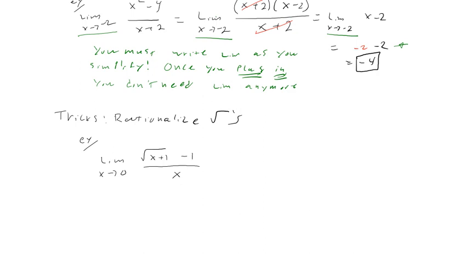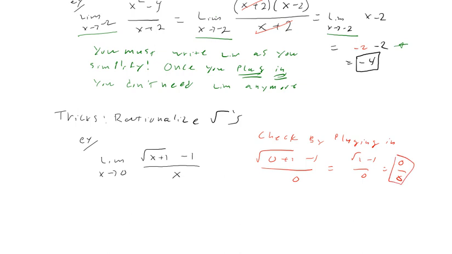Always, the first thing we want to do, check to see if we can plug in. If we can solve it by plugging in, then we're done, right? So if I plug in, I get the square root of 0 plus 1 minus 1 over 0. That's going to be square root of 1 minus 1 over 0, which is going to be 0 over 0. So we have our indeterminate form. And that tells us that we need to do a little bit more simplifying, do a little bit of trickery.